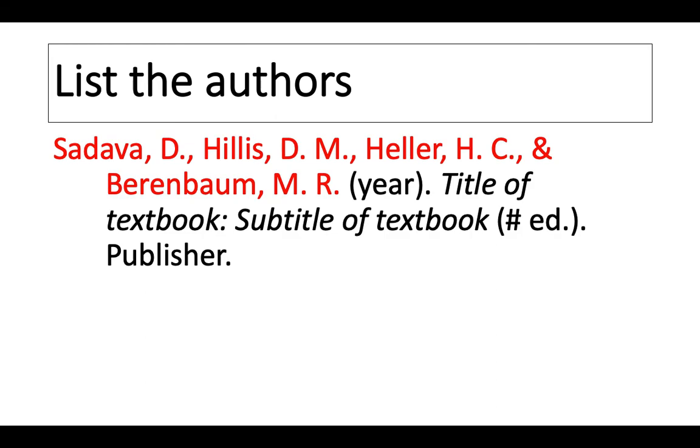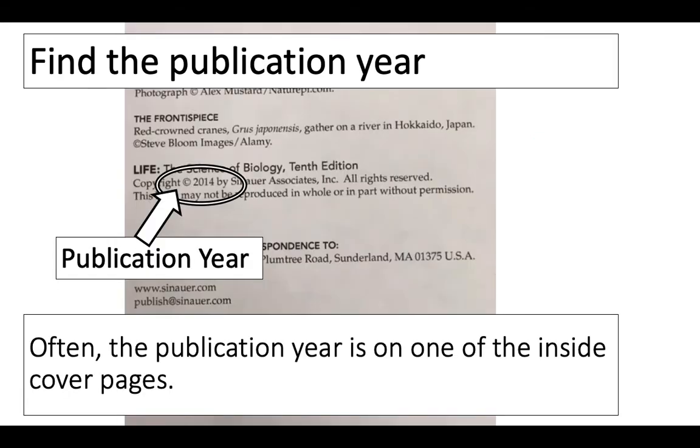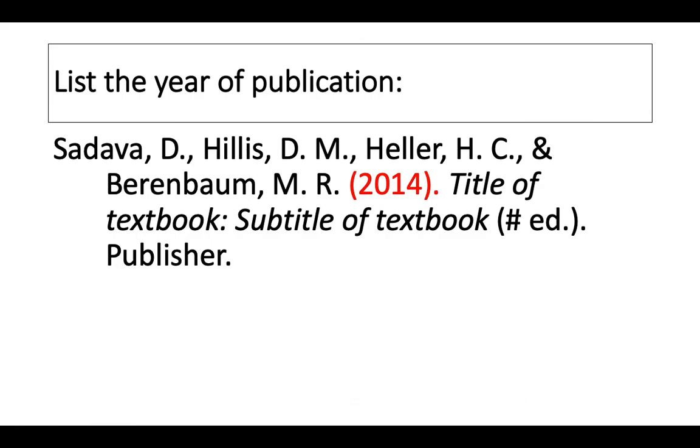I've added my authors, and now the next thing I need to add is the year. So you go back to the source and you find the publication year. In most books, the year of publication is on one of the inside cover pages. You might need to search towards the top of the document if you're using an electronic version, or you may need to search the internet. This particular book was published in 2014. So I'm going to enter 2014 into my reference page citation.